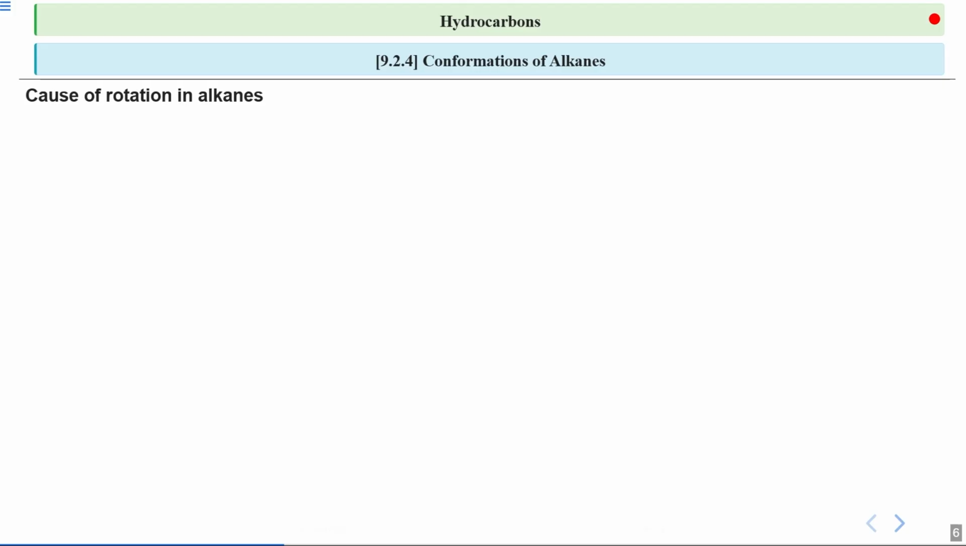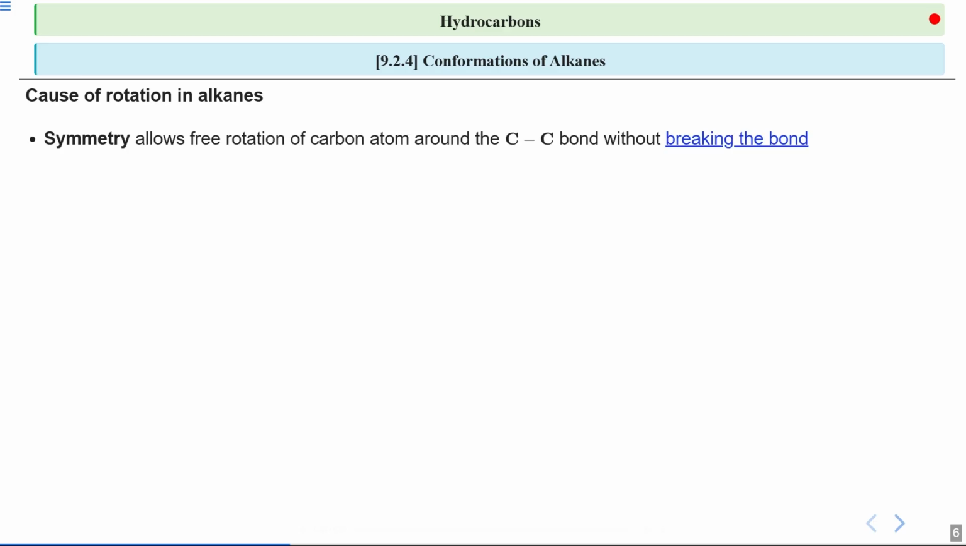Let us now move on to the cause of rotation. So your alkanes are capable of showing rotations. What is the reason behind it? Let's see. So the role of symmetry in alkanes is important here. Symmetry is the thing that allows for free rotation of carbon atoms around the carbon-carbon bond without breaking the bond. So this is the key feature of alkanes that affects their structure and properties.